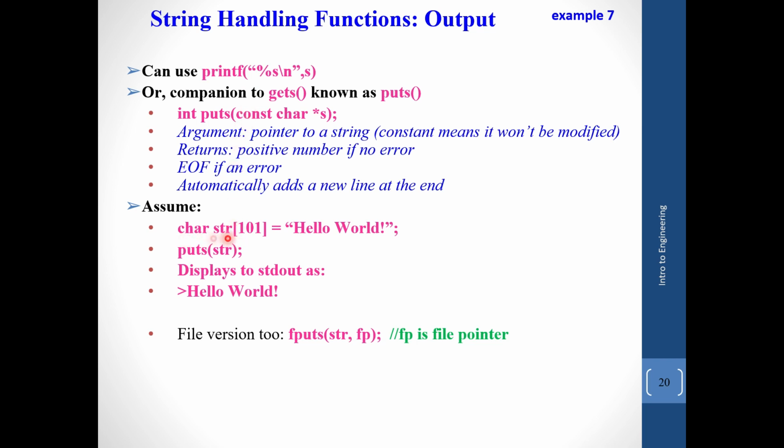When we have our string, maybe it's 101 big and we've entered hello world, right? Upon declaration, when we do this, do I have to manually enter the null or is it added for me? It's added for me when we define it like this. And then I do puts, whatever my string is. This will print out whatever's stored at str, which just happens to be hello world exclamation point. You can also do this for the file version. You can print to a file using strings with fputs. You have to do this with the string itself, the address at the start of the string, and the file pointer.